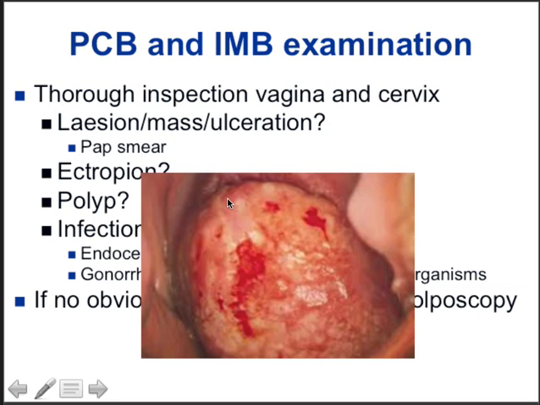Last but not least, this is a picture of a lady with cervical cancer. We see debris on the cervix, and we see some ulceration and some bleeding. Why is this picture presented as the last one? Here in Australia and in high-income countries, this is a very rare condition.